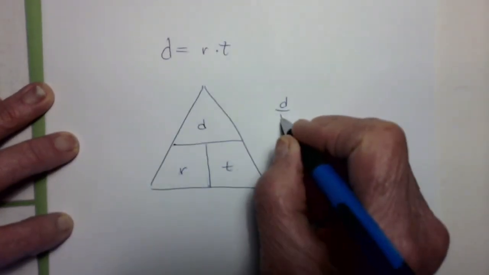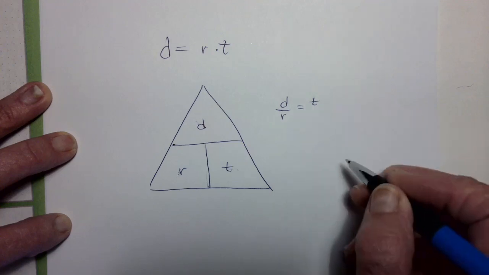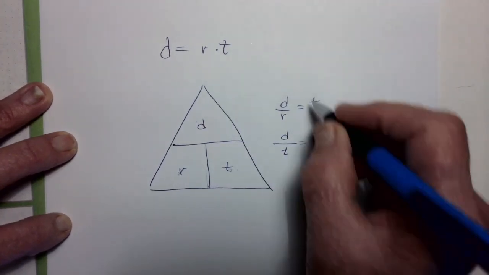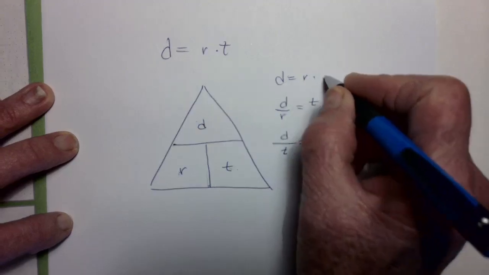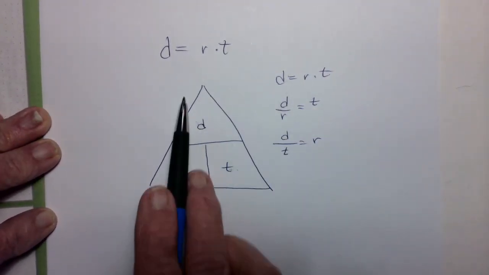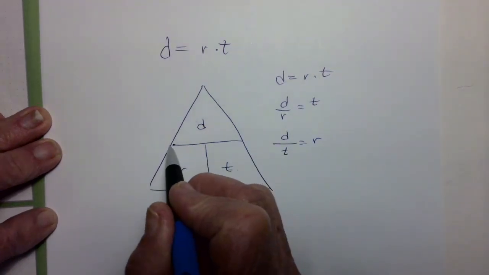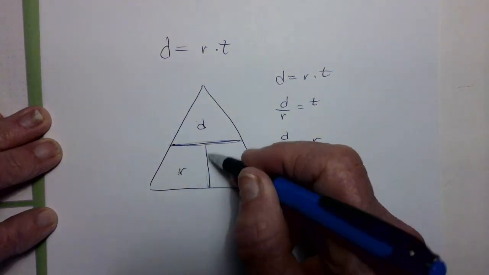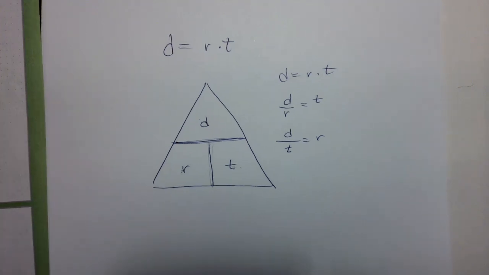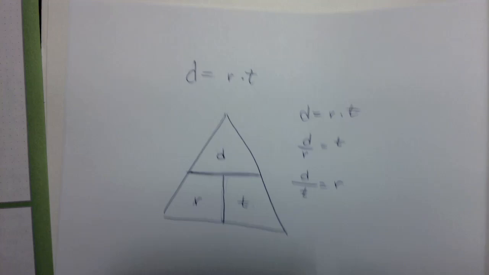Distance divided by rate gives you time. Distance divided by time gives you rate. And distance equals rate times time. There's the 3 formulas that you can get from this little picture right here. Remember, this means to divide, and this means to multiply. Okay? All right, let's go to focus on math practices at the bottom of the page.